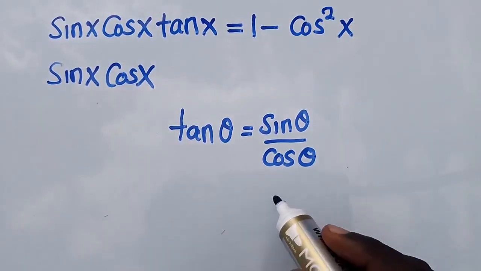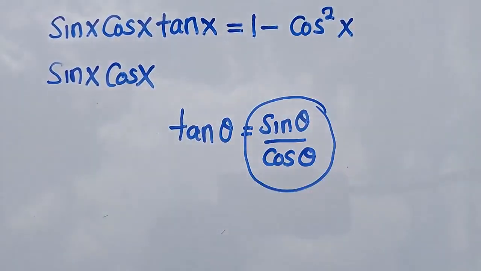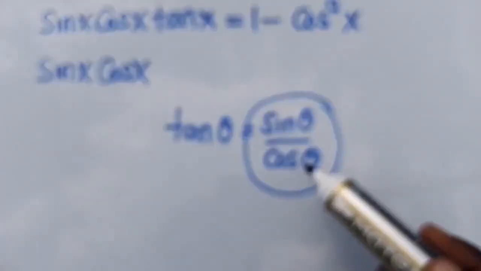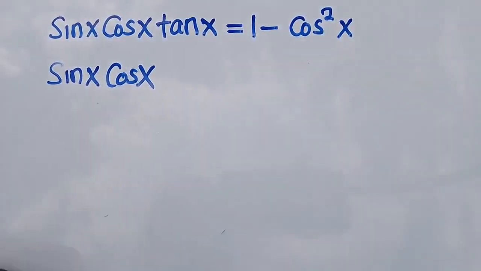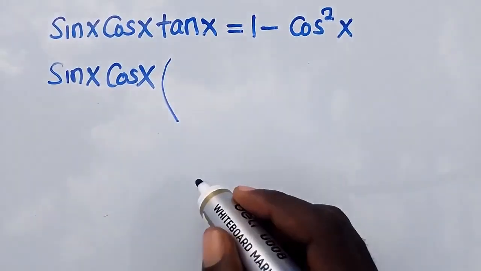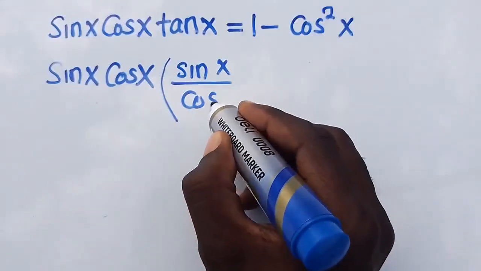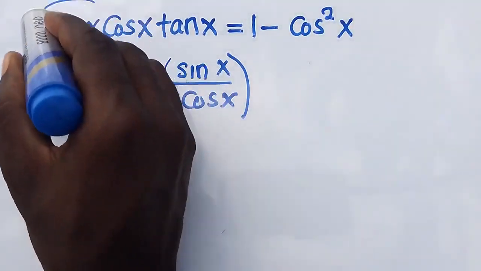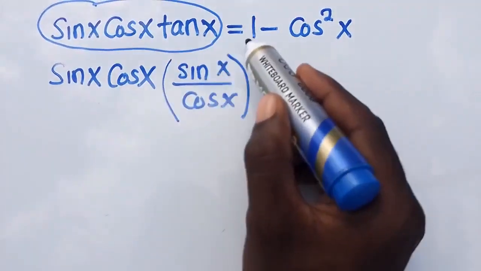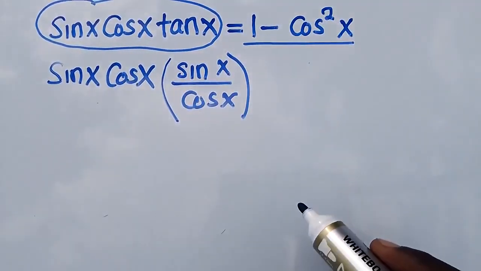Have you seen? So which means that where there is tan, it is just the same as this. This is what it means. So where there is tan, I'm going to put this. Since they are using x, here I'm going to say this is sine x over cos x like this. So I want to prove that this expression is equal to 1 minus cos squared theta. This is what I want to prove.